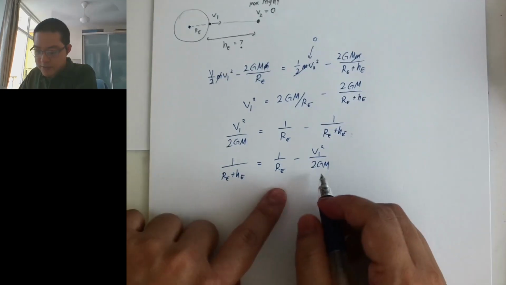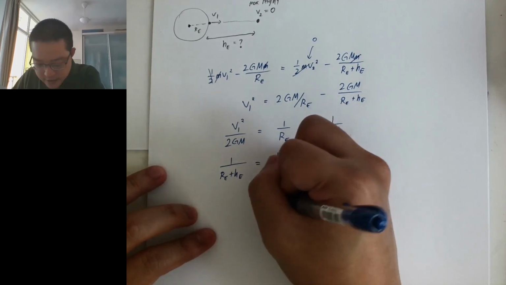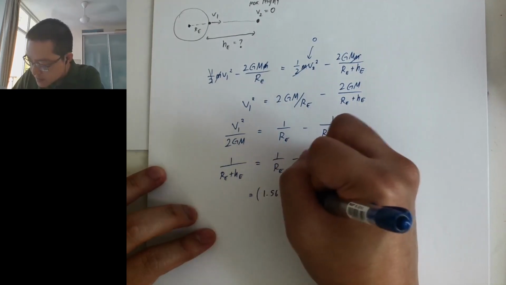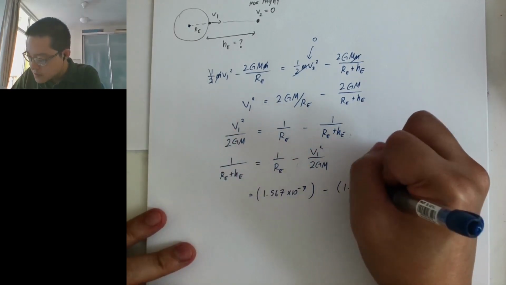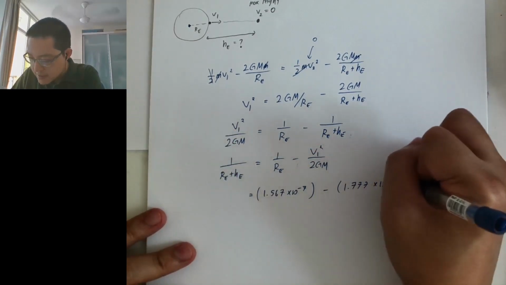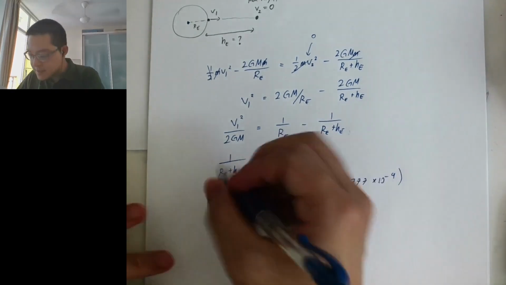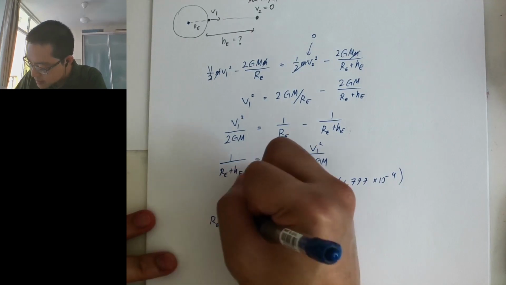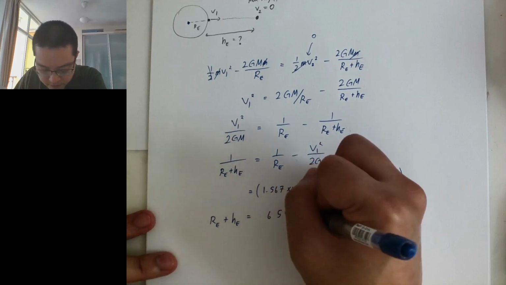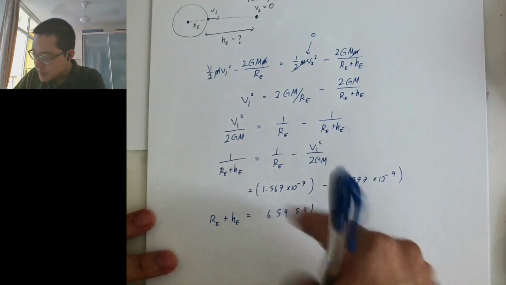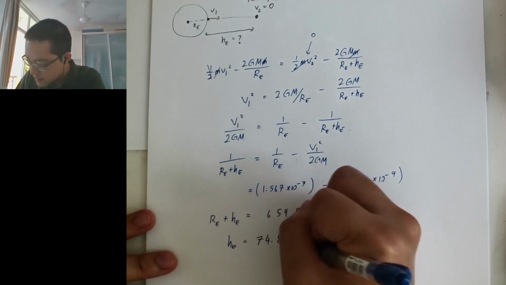So if I calculate everything over here, 1 over Re, according to my calculator, is 1.567 times 10 to the minus 7. And this last part is 1.777 times 10 to the minus 9. So I take the difference and then invert it. If I invert this, I get Re plus He equals 654,841, and then minus Re, I get the height above the Earth. So the answer should be 74.8 kilometers.